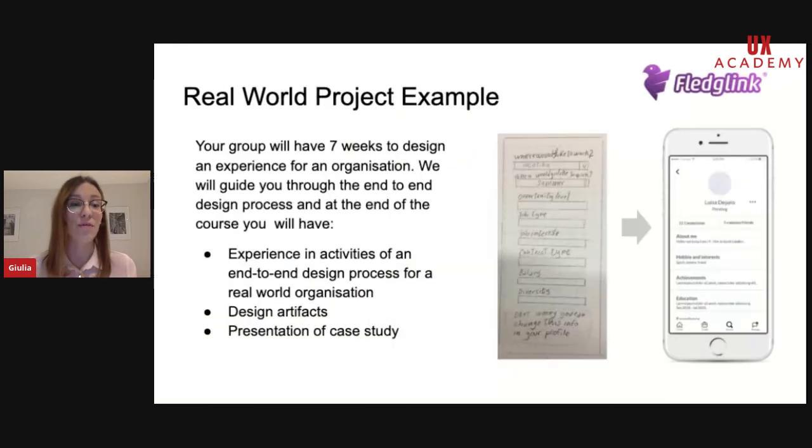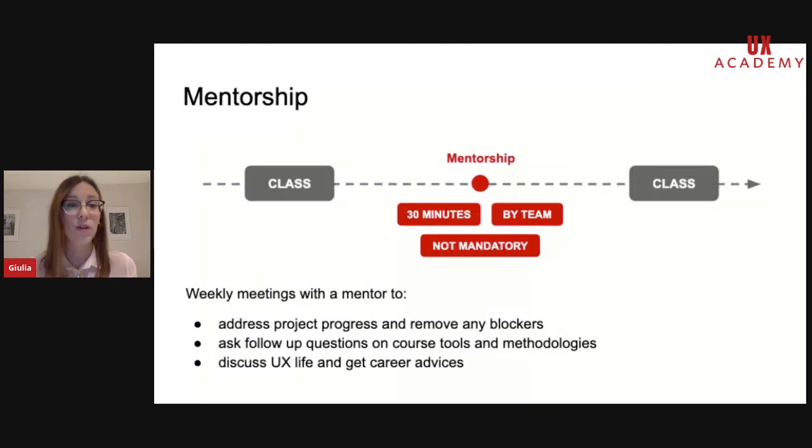So not just high fidelity wireframes, but also taking a step further and looking also on the visual aspect. How are we going to help you to achieve this? So we actually deliver class every week, of course. But on top of that, we also introduce mentorship, which we found very useful. I mean, we got very positive feedbacks from students as well.